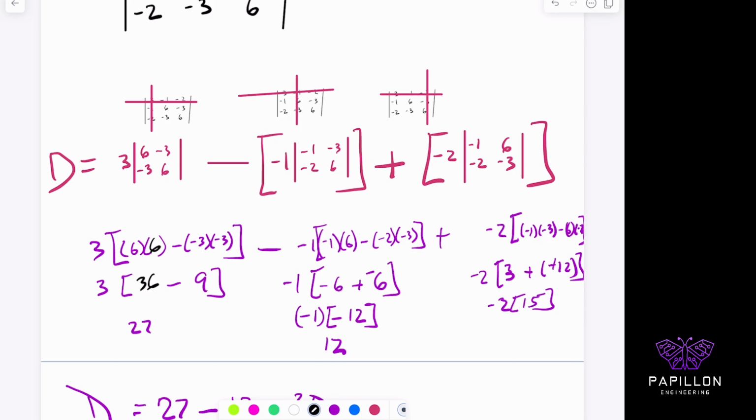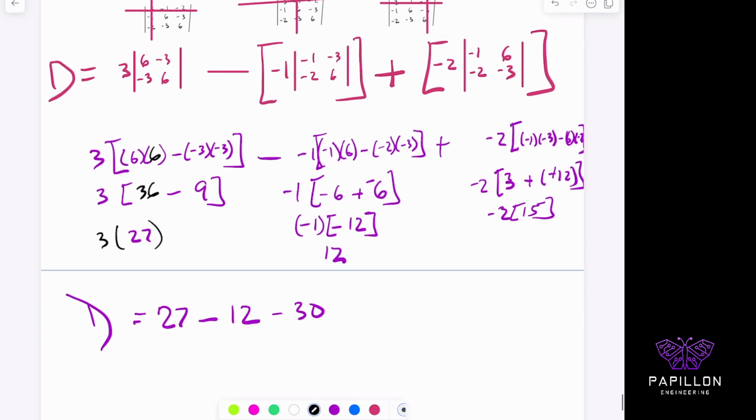So if we did that, then that leaves us with the 27 times 3, so it's actually incorrect, right? So this comes out to be, let's see here, 81 is actually the correct answer here. So it's going to be 81 minus 12 minus 30, and that gives our answer of our determinant to be 39. Okay, so that's how you do that. And apologies for the typo, but it's going to happen occasionally.